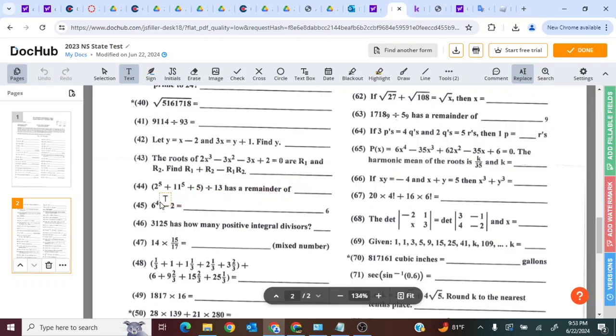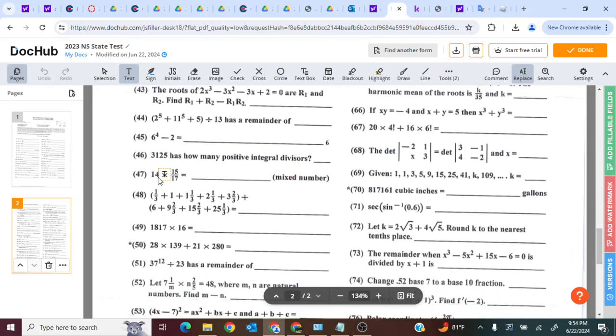Answer is 5. 6 power to 4 minus 2. Okay, 5, 5, 5, and then 6 minus 2 is 4. 5, 5, 5, 4. 3125 is the same thing as 5 power to 5, because 625, 25 times 25, 625 is 5 or 4 fives, and then 3125. So 5 plus 1 is 6. 6 integral divisors. This 14 times -2, -28. Add 34 to that, so you get 6. 6 over 17 is your number, and you had to add 2 17, so 12.